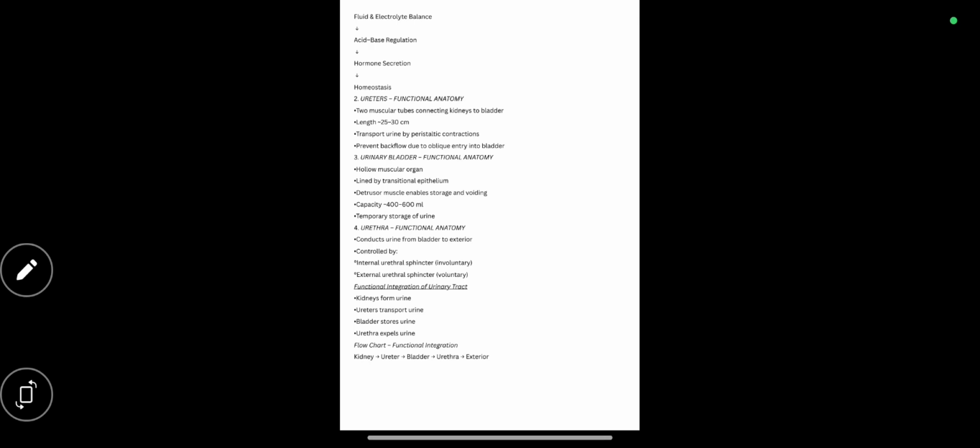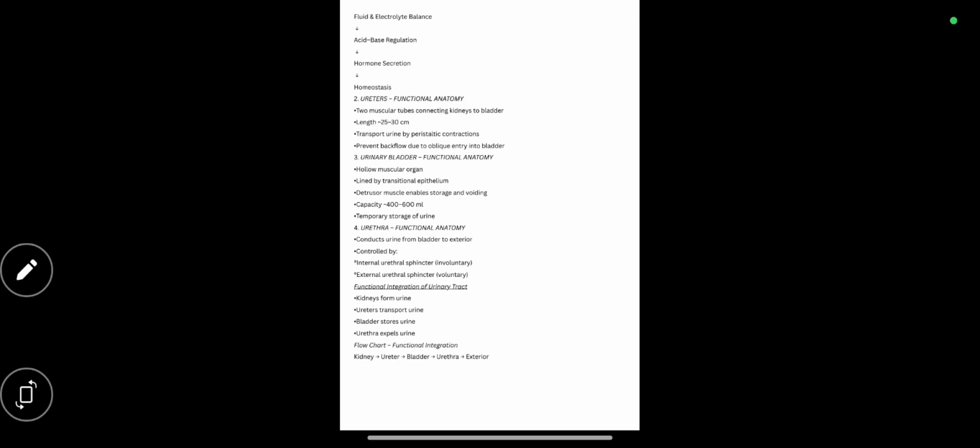So what are ureters? They are two muscular tubes connecting the kidney to the bladder. Their length is about 25 to 30 centimeters. They transport the urine by peristaltic contraction and prevent backflow due to oblique entry into the bladder. Coming to the urinary bladder, it is a hollow muscular organ lined by transitional epithelium. This may be asked in MCQs: which epithelium is it lined by? Transitional epithelium. The detrusor muscle enables storage and voiding. Capacity is 400 to 600 ml. Temporary storage of urine is its function.